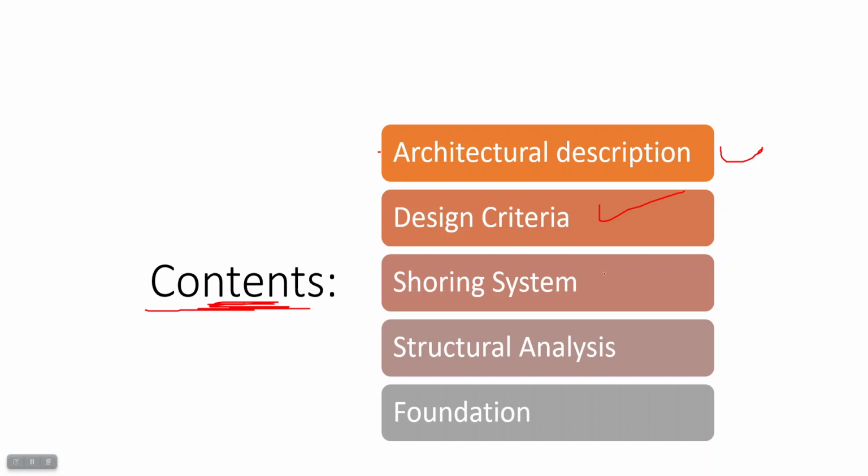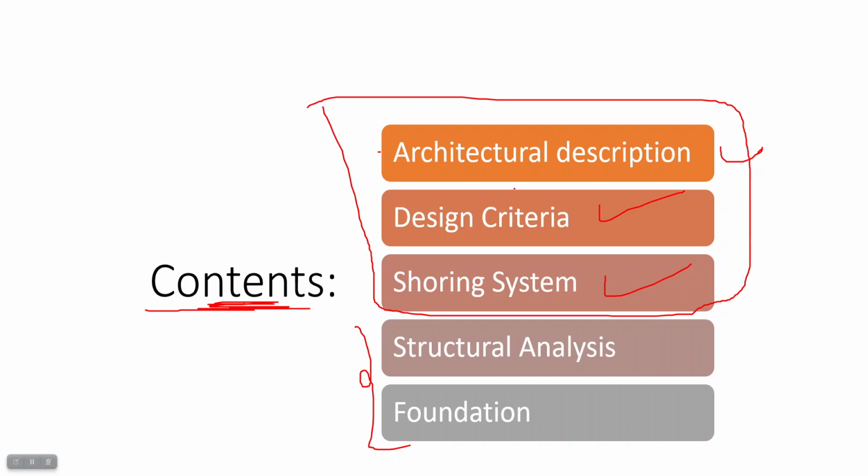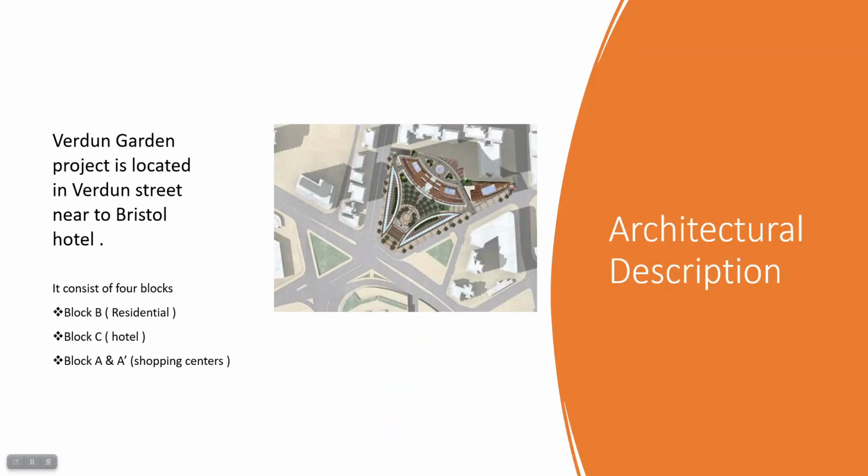we are going to talk about the architectural description, the design criteria, and the shoring system today. For the last two, structural analysis and foundation, we are going to talk about these two in part two of this lecture. We are just going to introduce our project today, and talk about the design criteria and shoring system only. So this lecture will cover these three topics.